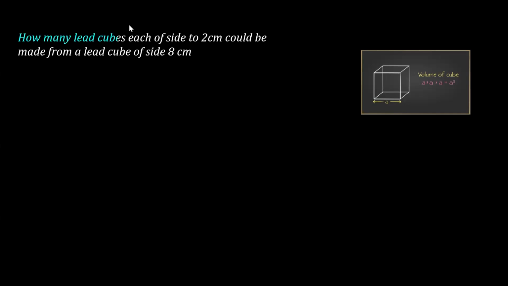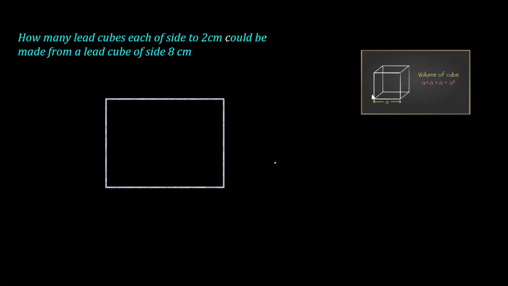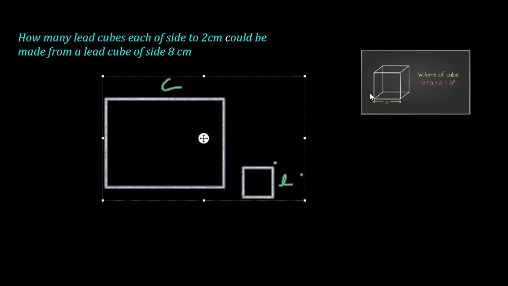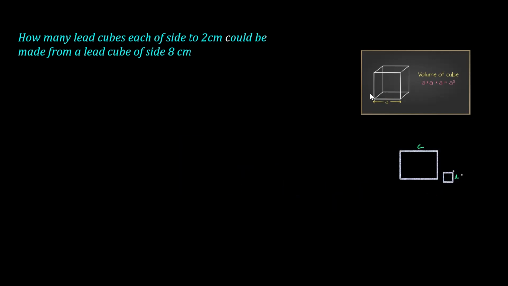And this question says, how many lead cubes of each of size 2 centimeter would be made from a lead cube of 8 centimeter. So the question here means to say that if I have a large lead cube and I cut it into smaller pieces, how many such cubes are possible? So let's say I take capital L as the edge of this cube.